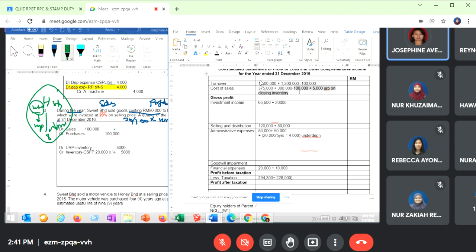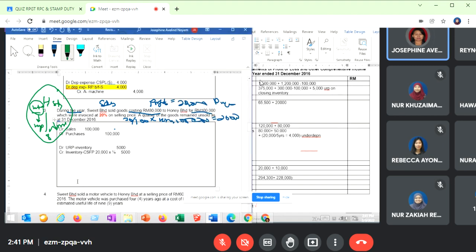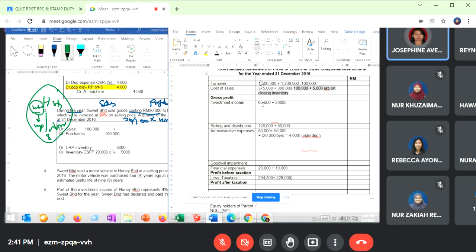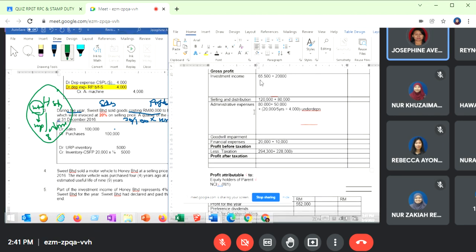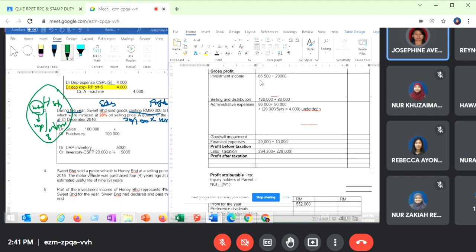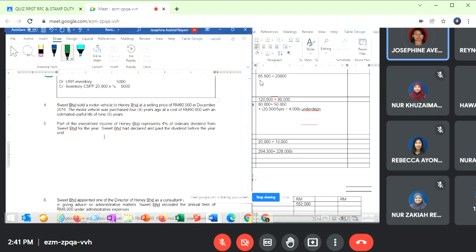Okay, so if you already have a template, it will be very easy. So this is why I suggest that in your exam, you prepare a template like this. Then you proceed. Then we move on to the next item, number 4.